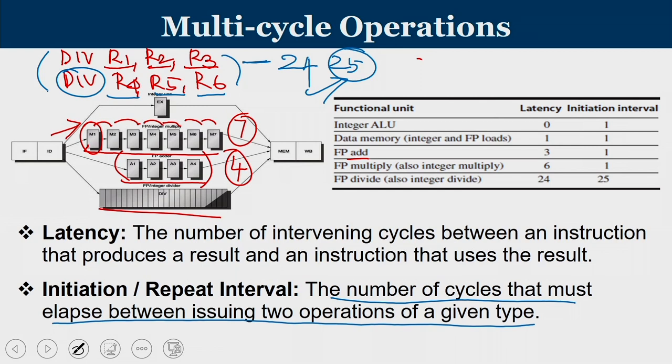Now, the integer ALU has an initiation interval of 1. That means two integer ALU operations should be separated by one cycle. Similarly, data memory operations, floating point add and floating point multiplication all take one cycle. That means in the very adjacent cycle, I can have an operation of the same type, provided there is no data dependency. But in the case of division, since the functional unit is unpipelined, for the next 25 clock cycles the unit will not accept any operand. That is why the initiation interval of the division unit is higher.